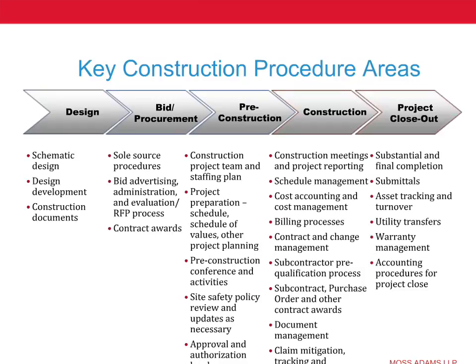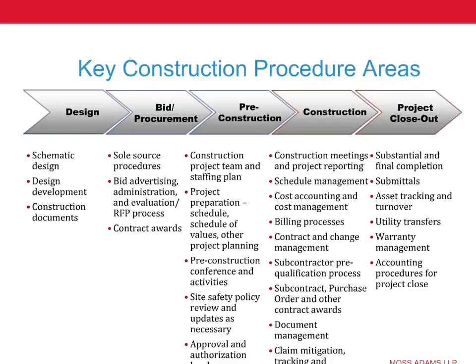You get into the bid and procurement phase. You've got sole source procedures, you've got bid advertising, administration, and evaluation of the RFP process, and contract awards. Then within that phase also, for example, with DBE, there's requirements regarding your advertising and making sure that you're advertising to these available DBE, disadvantaged business enterprise subcontractors. And if you don't do that, you're going to fail your requirement under the contract and be subject to penalties.